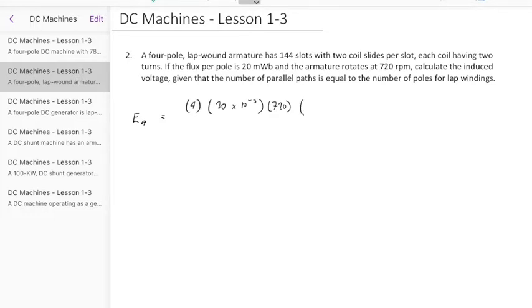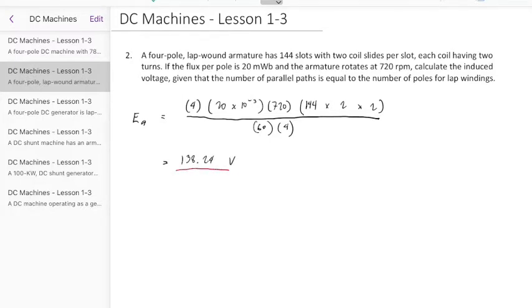Then, we have ang number of conductors na to is now 144 slots times 2 coil sides per slot times 2 turns. So, ipang-multiply lang diyan nato na siya class. Divided by 60 times number of parallel path is 4. So, that's equal to 138.24 volts. So, mao na siya ang final answer.